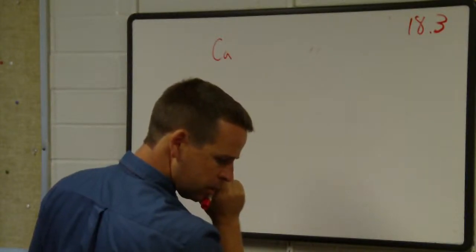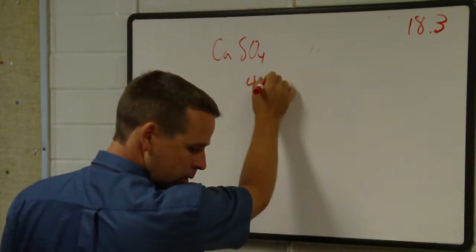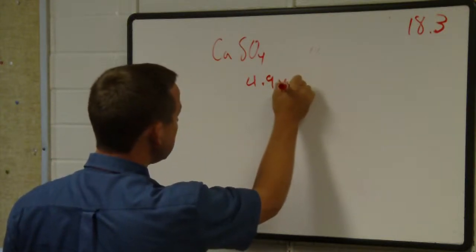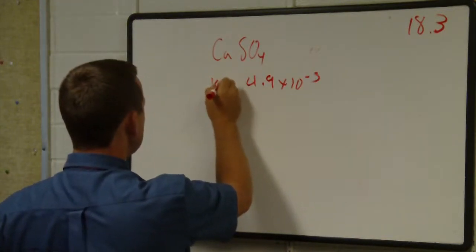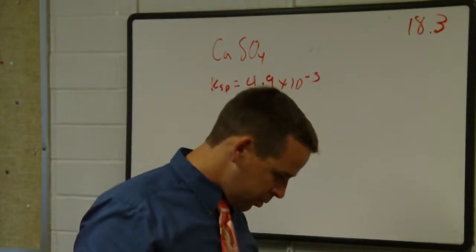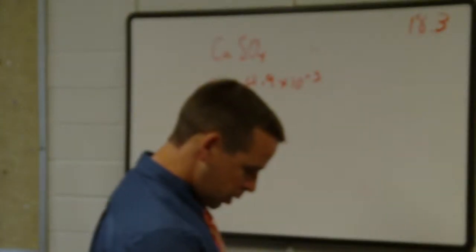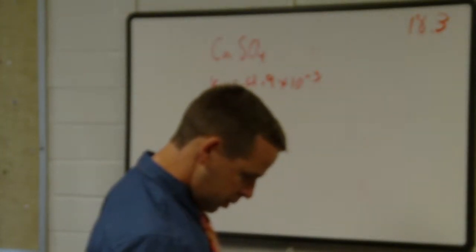Sulfate. 4.9 times 10 to the minus 5 is the KSP for that. Alright. What is the calculated molar solubility of calcium sulfate in water? Calcium sulfate is found in plaster. KSP is that.